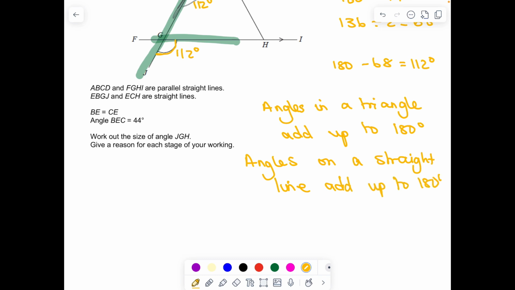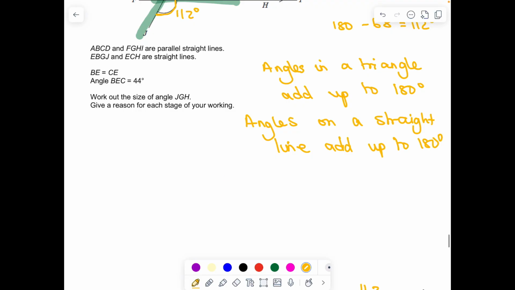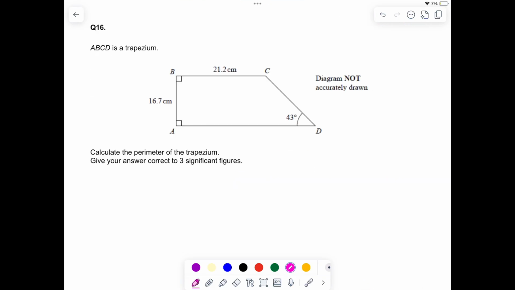And the last reason I used was corresponding angles. So the F is corresponding, so corresponding angles are equal. Okay, so that's for your other 2 marks.